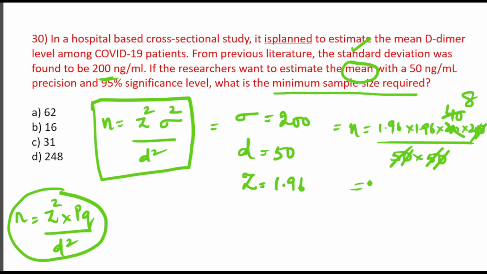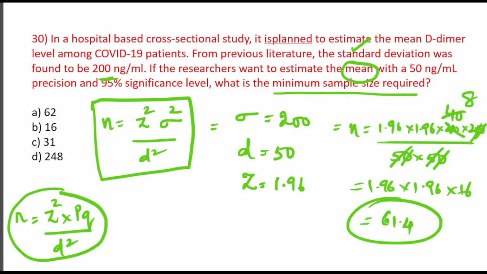So it is 1.96 into 1.96 into 16. This will come to 61.4. So the answer is 62. This is how you have to calculate. Please remember that once standard deviation is given, and if the researchers want to estimate the mean and they are asking the sample size, then you have to use this formula.